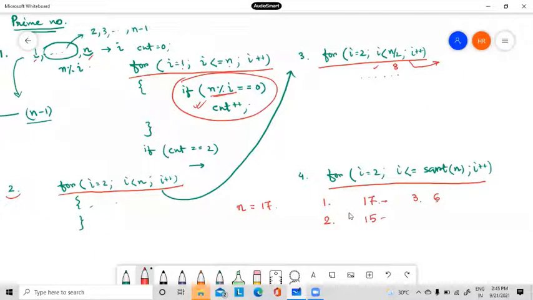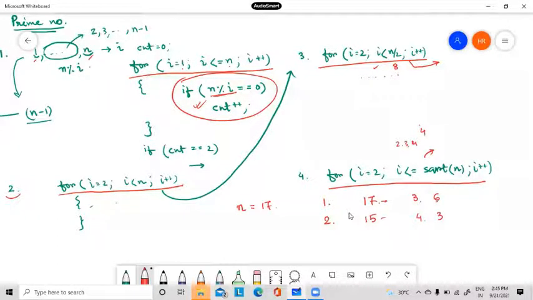Now try to check this one, the final solution. So here I am considering less than equal to square root of n. Again it will take the integer value. So 17, it means it will go up to 4, correct? Square root of 17 means 4 point something. So I'm considering up to 4. Okay, so 2, 3, 4. So how many values will this loop execute? It will execute only 3 times.